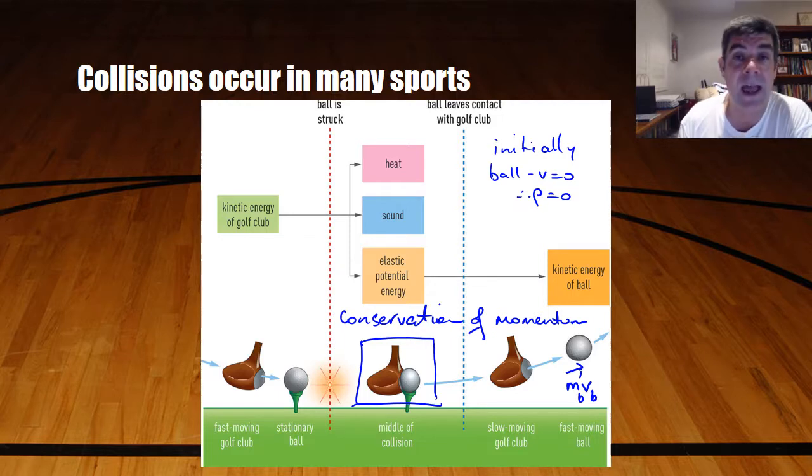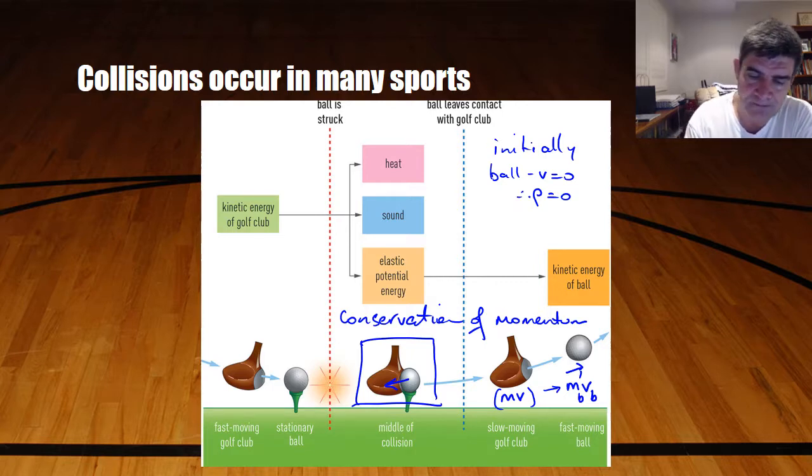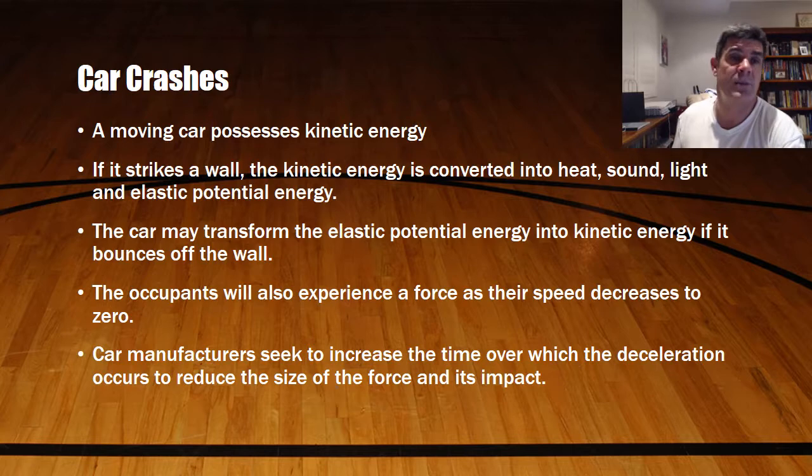The club will have decelerated because of the equal and opposite force that was placed on it by the ball, and so it will have some mv which will be slightly less than what it was before. Its mass, of course, won't have changed, but its velocity will be slightly less than what it was originally. That extra momentum has been transferred into moving the ball off the tee. Now, this whole concept of conservation of momentum is particularly important during car collisions.